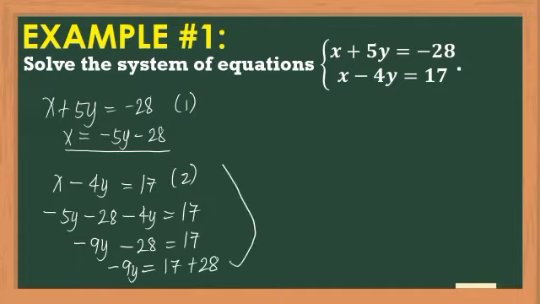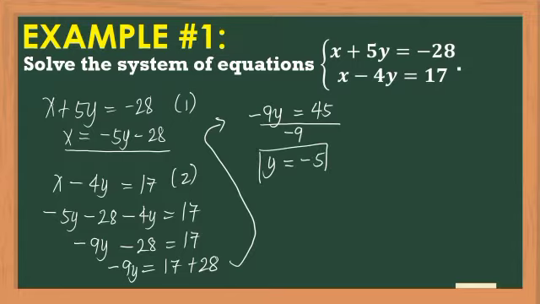I-rewrite lang natin dito, negative 9y equals 17 plus 28, that is 45. And then we divide the whole equation by negative 9. Bakit negative 9 ang dinivide, hindi lang 9? It's because kailangan positive po yung y, yung numerical coefficient ng y. Okay? So y equals 45 divided by negative 9, that is negative 5. So the value of y here is negative 5.